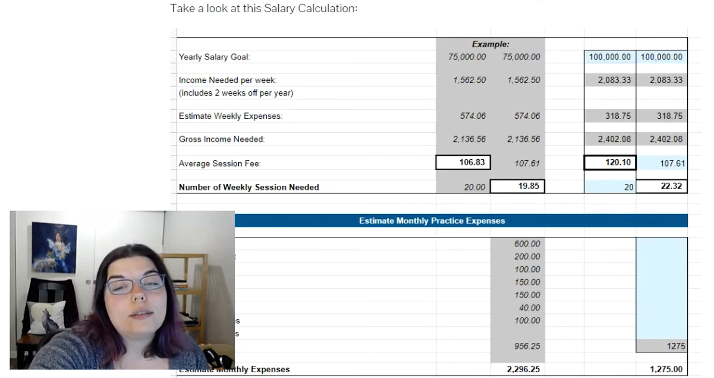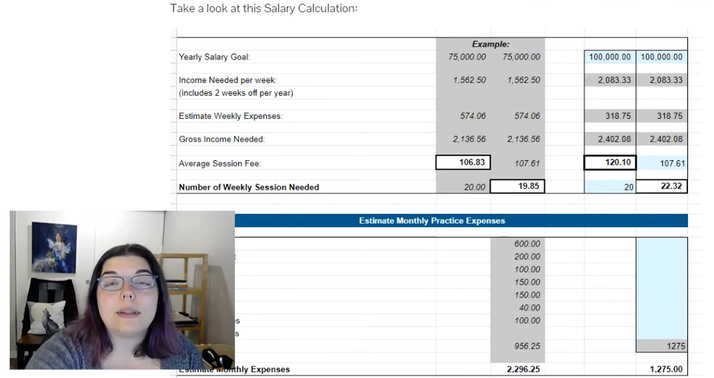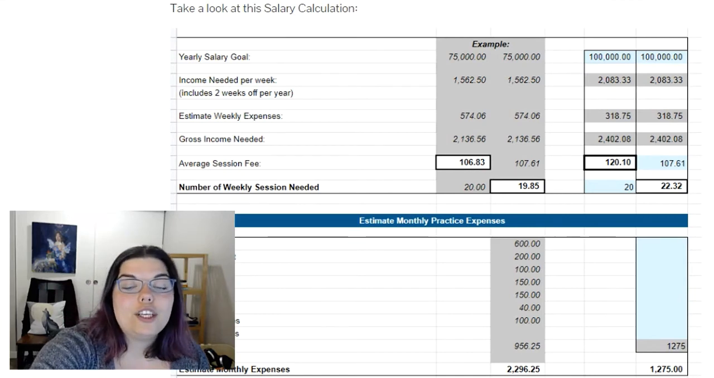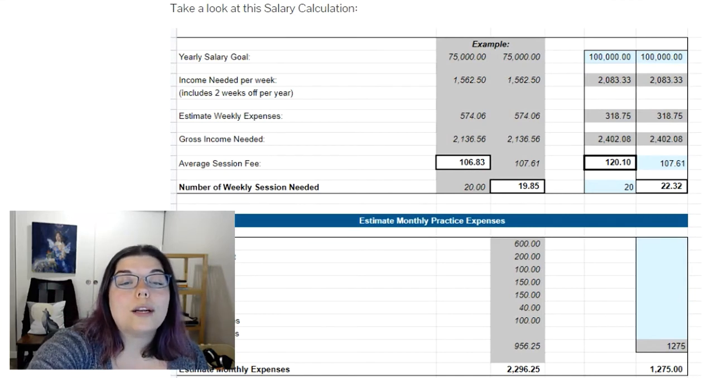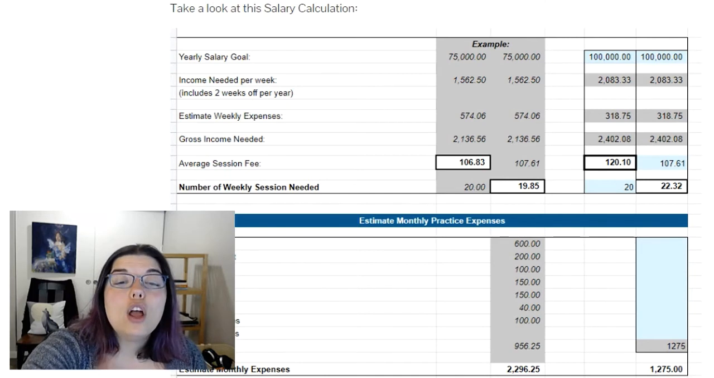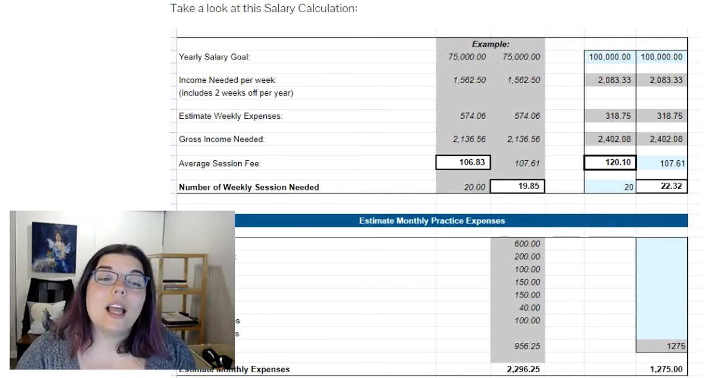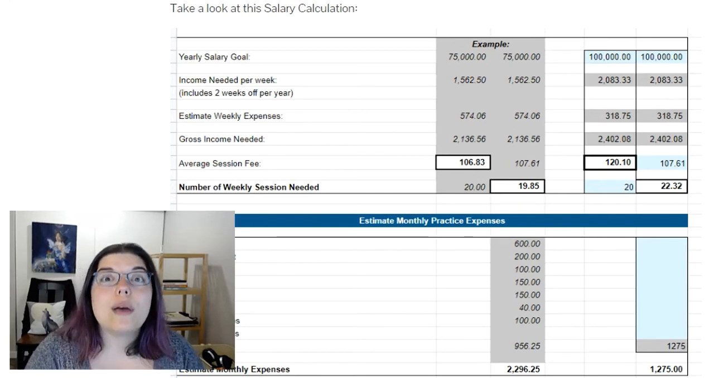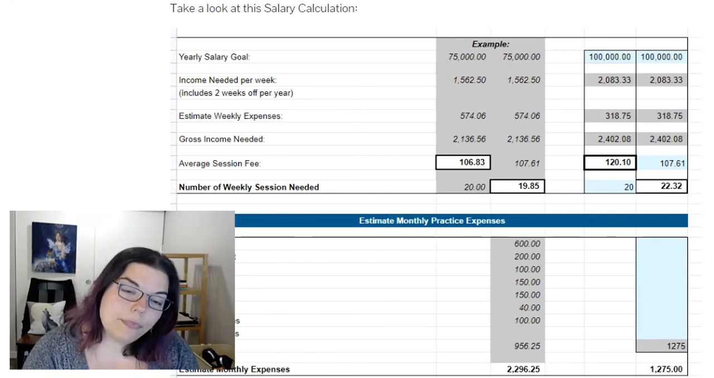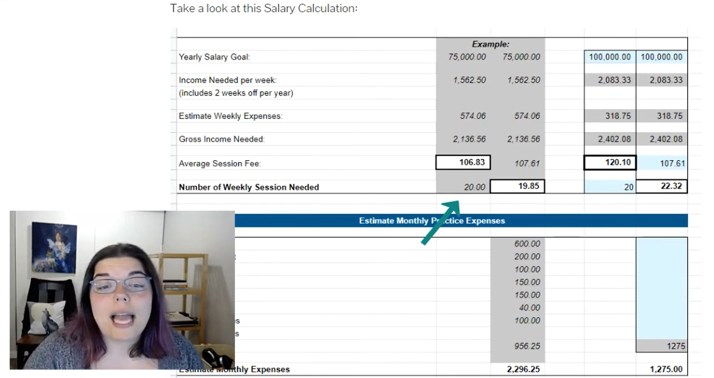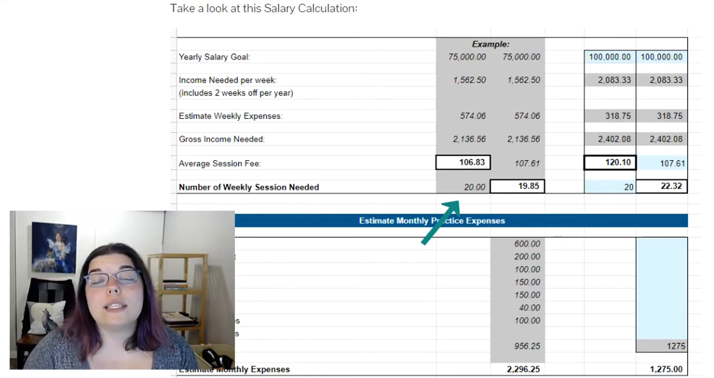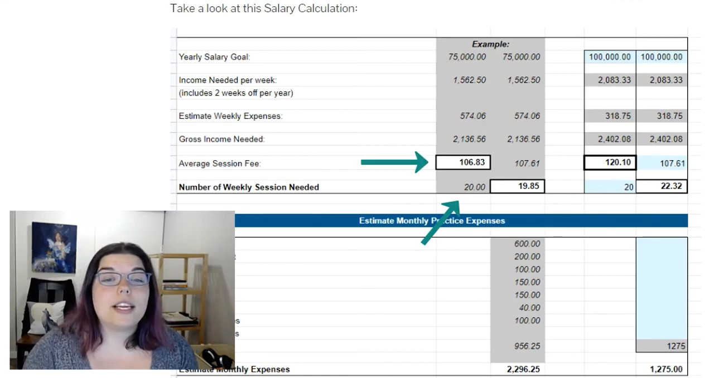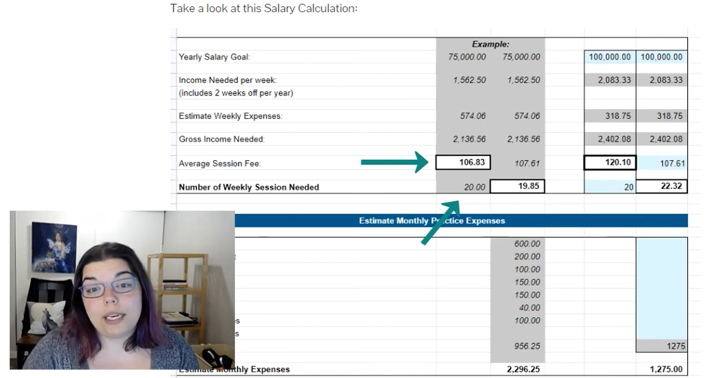But one of the things you can do here is, if your estimated monthly expenses are that amount and you know your average session fee, with this spreadsheet we can calculate the number of sessions needed to hit a yearly salary goal of $75K. So that would be $75K in your pocket. You would need 20 sessions at an average session fee of $106, right? There you go. Simple math. That's how you make $75K with only 20 clients, 20 weekly clients. That's how much you need to charge.